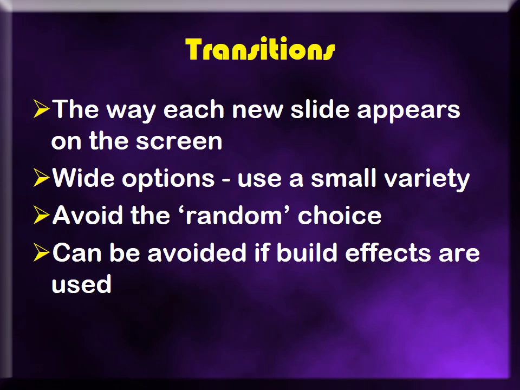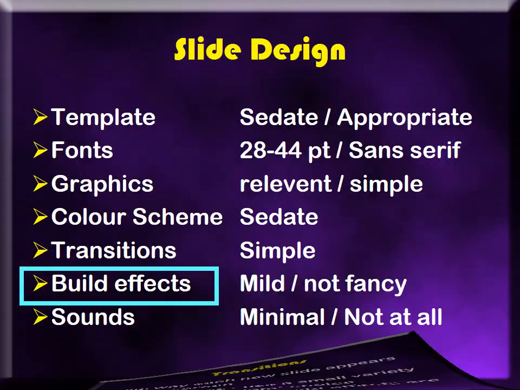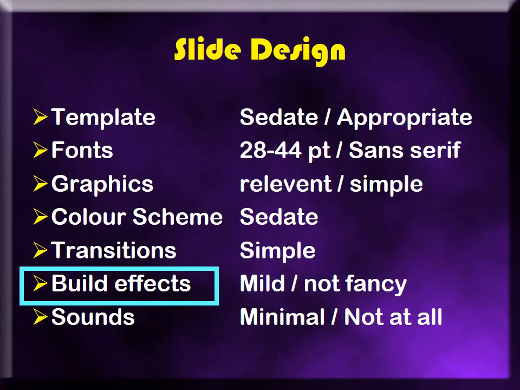If each slide keeps appearing in a different way, there is no way the audience is going to concentrate and focus on what you're seeing. And if you have build effects on a subsequent slide, it is probably a good idea to avoid transition. If both of them occur in very fancy ways, it beats the purpose of grabbing the audience's attention. Another fancy transition which I think should be avoided.